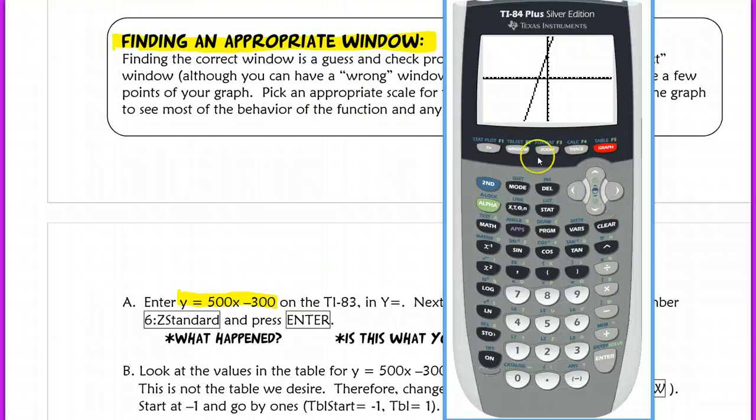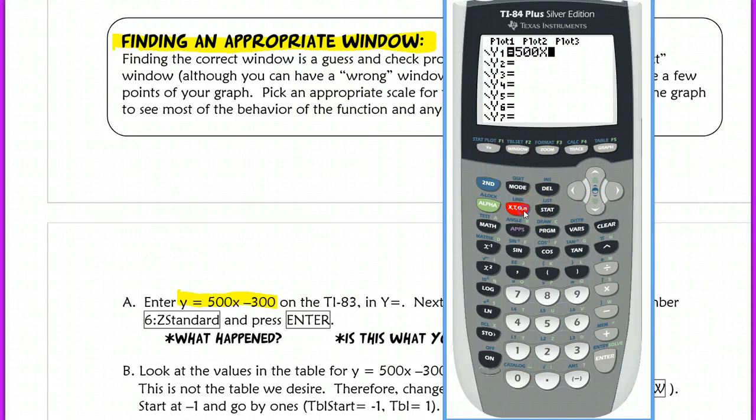So I'm going to go back to this. I'm going to graph y equals 500x minus 300. And actually I'm going to scroll down to get rid of that other line that I had, because I don't want that other line in there. So I'm going to clear that out. Whoops. Go back. Oh, I hate this thing. There we go. Alright, I'm going to hit graph.